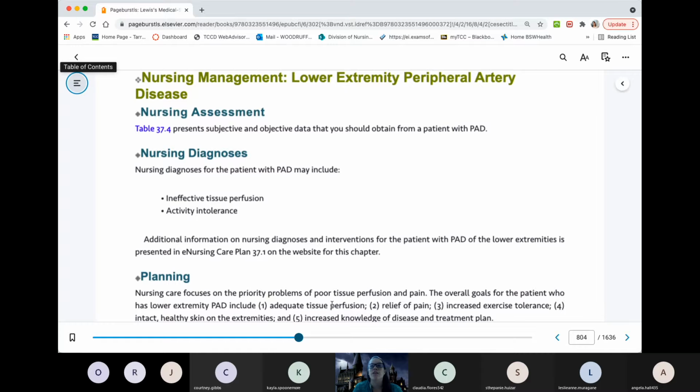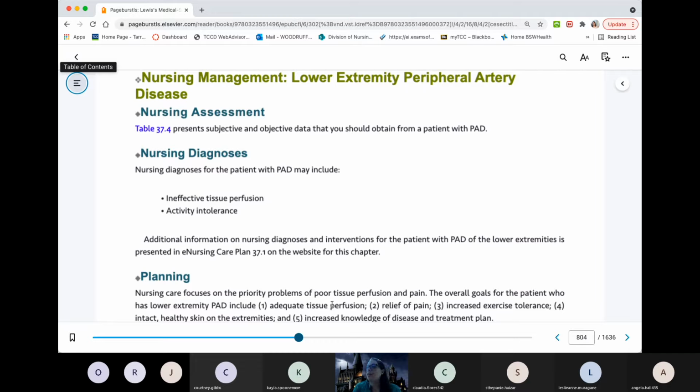What do you think when you hear perfusion? Oxygen. Yeah, oxygenation, blood flow. So it seems like there's an oxygenation or blood flow issue. So I already kind of know that. Even if I had no clue what peripheral artery disease is, I know that there's a problem with blood flow or oxygenation. And then activity intolerance.